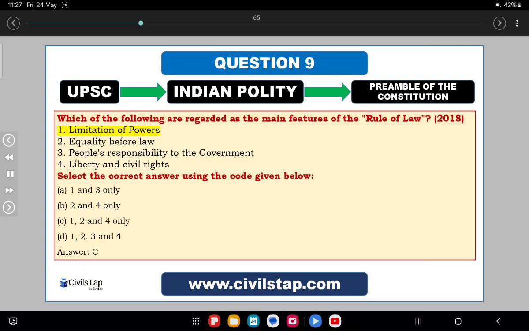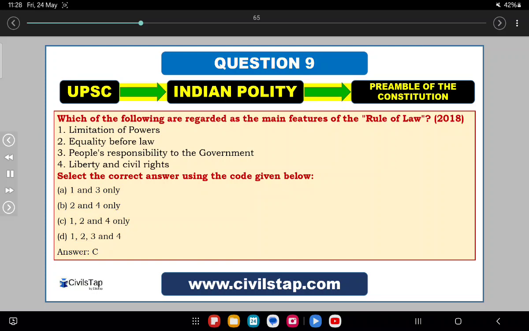Q3. Which of the following are regarded as the main features of the rule of law? 2018. 1. Limitation of powers. 2. Equality before law. 3. People's responsibility to the government for liberty and civil rights. Select the correct answer using the code given below. A. 1 and 3 only, B. 2 and 4 only, C. 1, 2 and 4 only, D. 1, 2, 3 and 4. Answer, C.